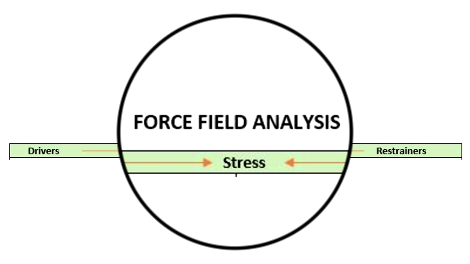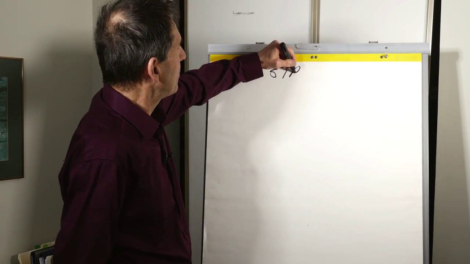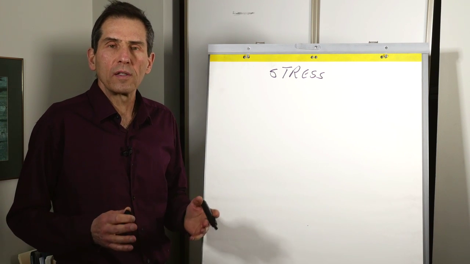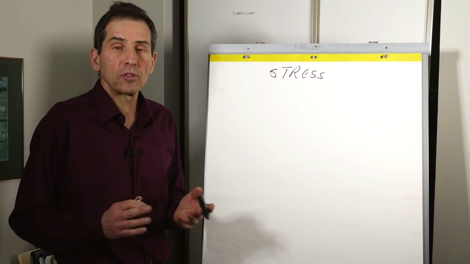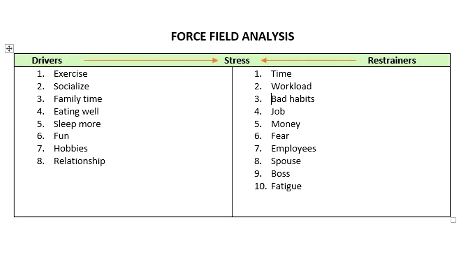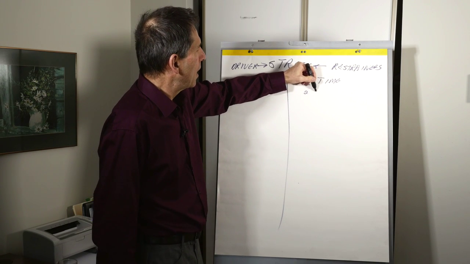In the last video, I used the example of stress, and I'm going to use that again today. I like this example because it's actually something that affects us all at one time, and it affects both our personal and professional life, so it has a big impact on us. You'll see that I listed the key restrainers. On one side we have the restrainers and on the other side the drivers. I'm not going to write them all out again, but the top two I'm going to use in this example are time and workload.